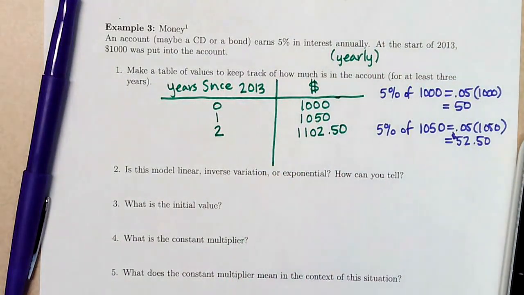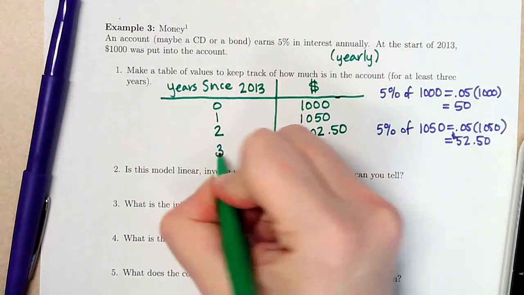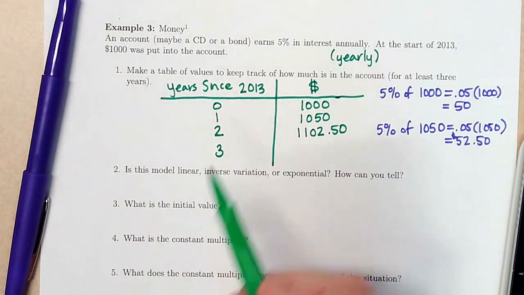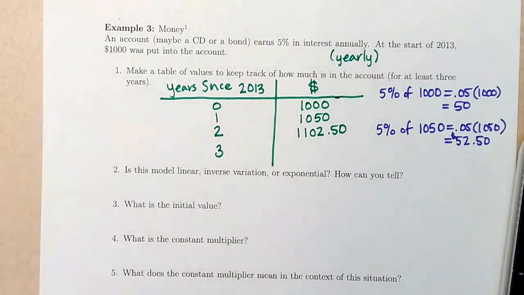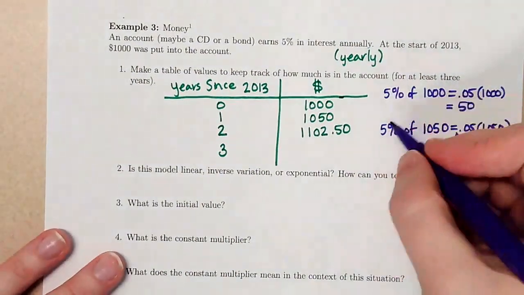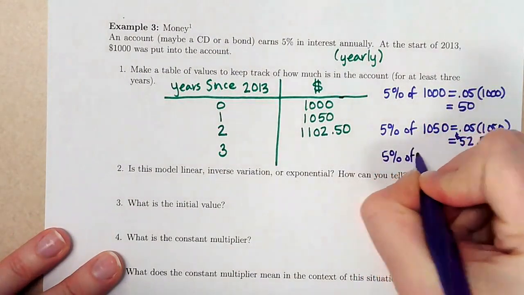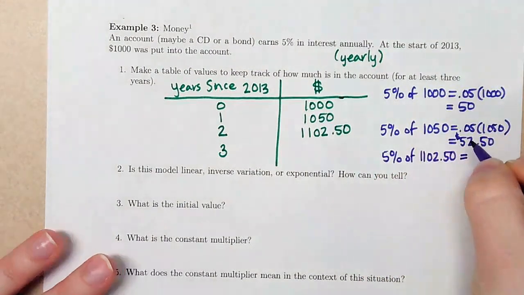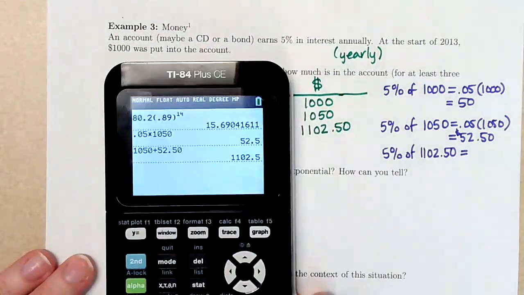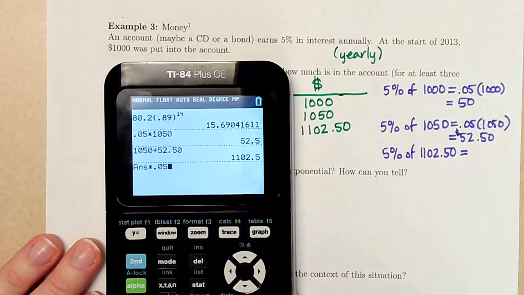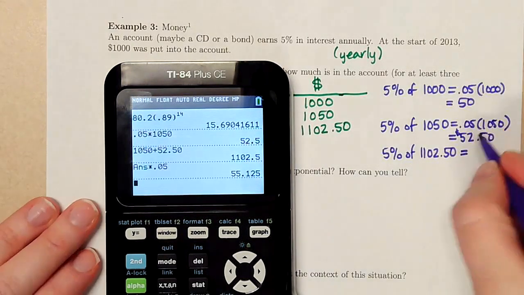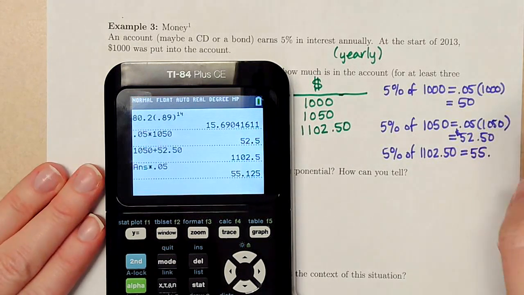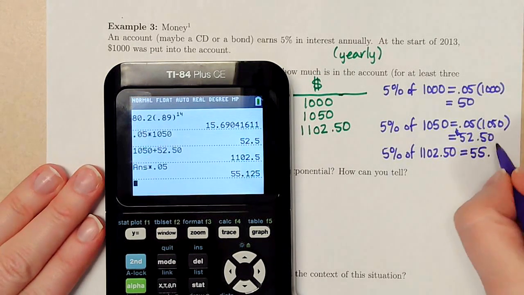Got it. If we do this again, so 2013, 2014, 2015, 2016, we will be taking 5% of 1,102.50. And that is $55 and 12.5 cents.